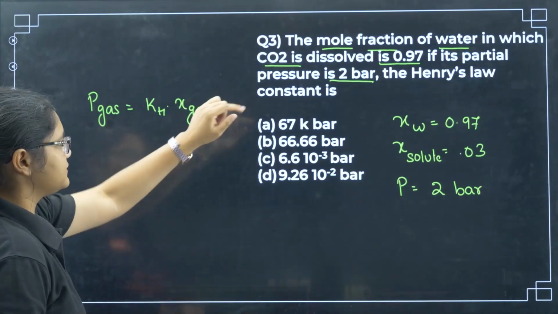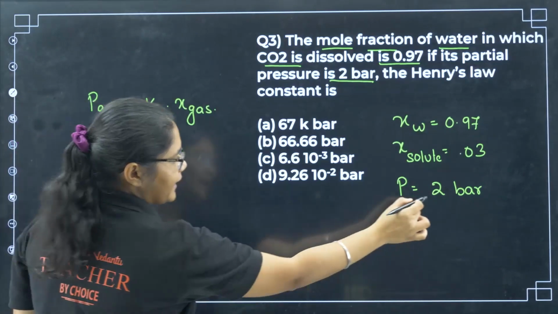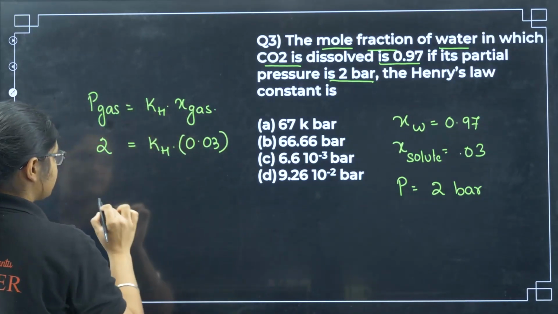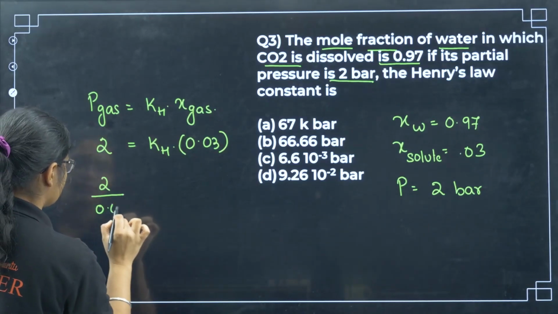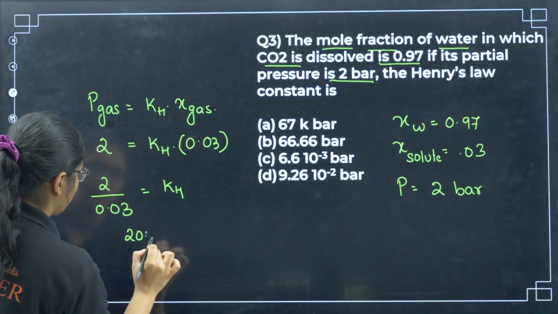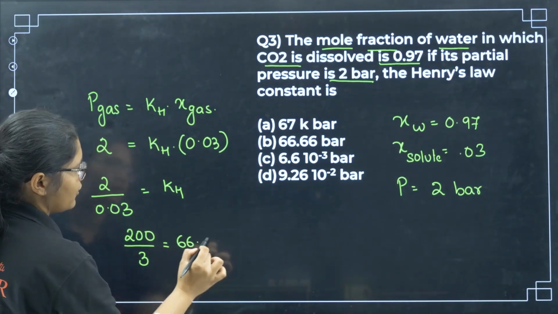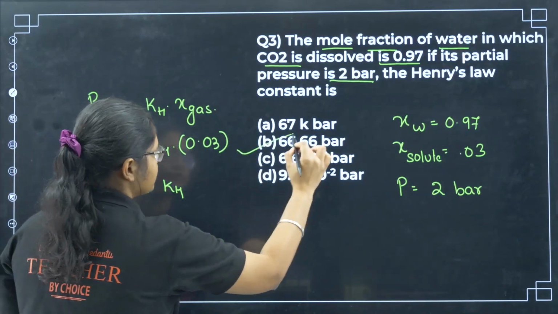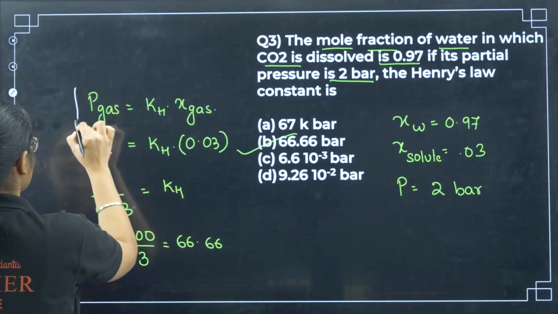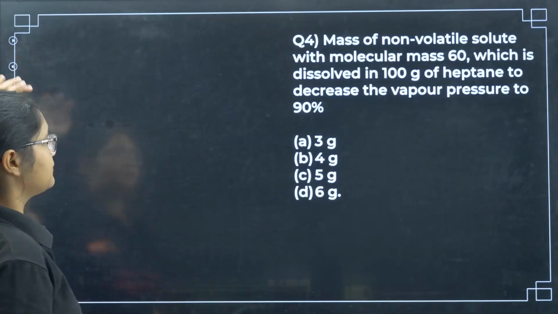Now what is P of the gas? That is 2 bar. kH of the gas I have to find out, and I have mole fraction is 0.03. Next I can write down 2 by 0.03 is equal to kH, or I can write it as 200 divided by 3. So this will give me 66.66. So option number B here, a direct formula based question. What formula do we have to remember? Henry's law formula.